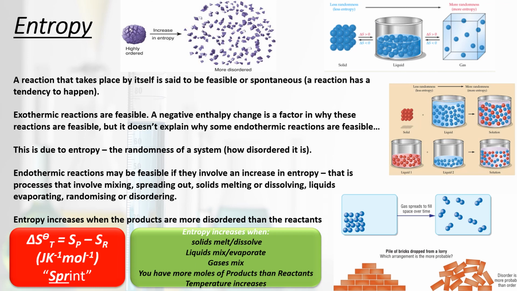And entropy essentially is to do with how disordered a system is, how random the system is. And so endothermic reactions may be feasible, they may be spontaneous, and those words are just used interchangeably, if they involve an increase in entropy. Now, what do we mean when we talk about how disordered or how random a system is? Well, there's many different ways that we can define this for chemical systems.